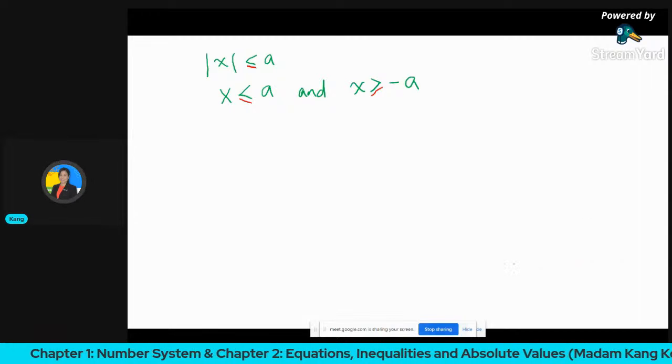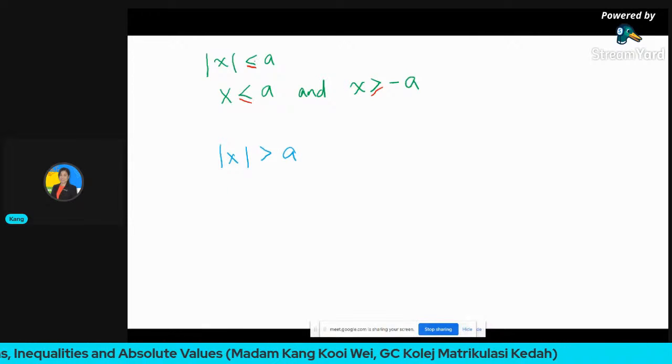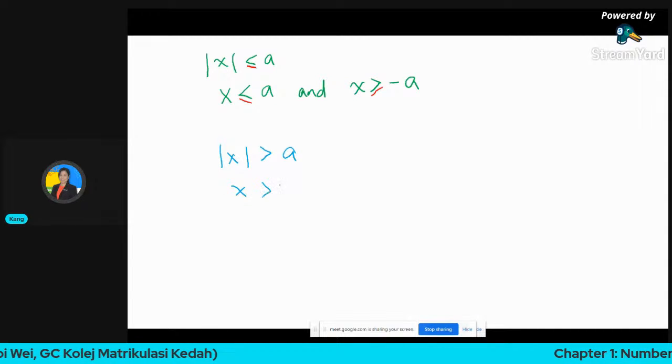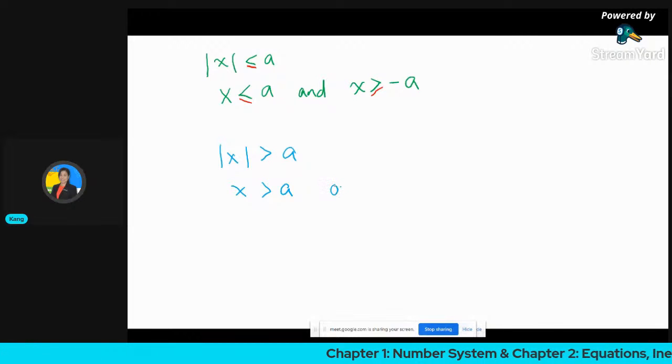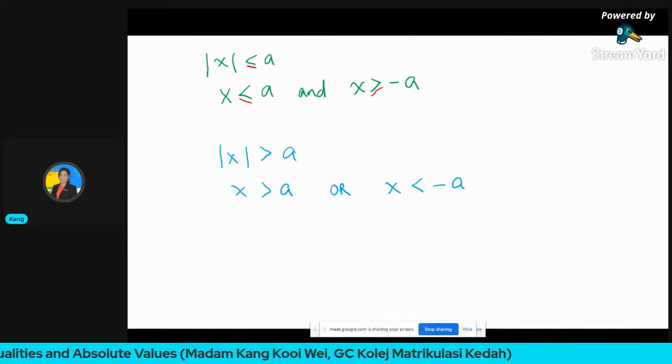Okay, so now for the modulus x greater than a, just now it was less than, now it is greater than a. Same, when we open the modulus, we just copy down, follow the same pattern. Greater sign is "or". Then after that, we change the sign. Just now it was greater than, now it is less than. Once you change the sign, remember to add negative in front of the a.